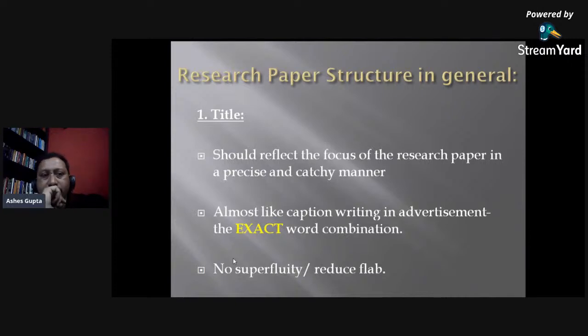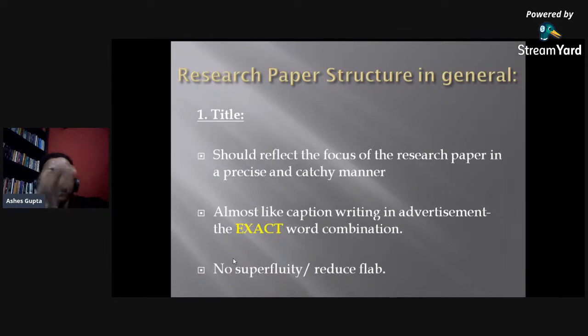Now, then I come to the research paper structure in general. And to begin with, I start with something which is very important, the title. What should the title tell you about a research paper? It should reflect the focus of the research paper in a precise and catchy manner.